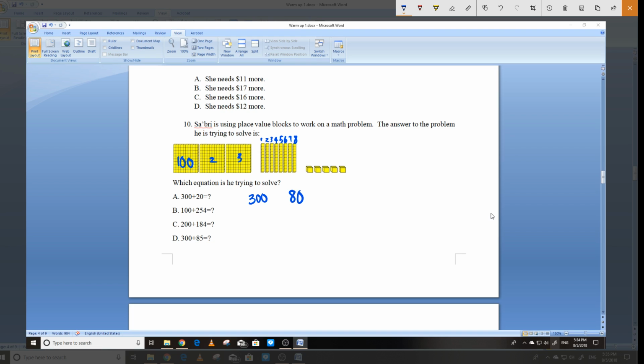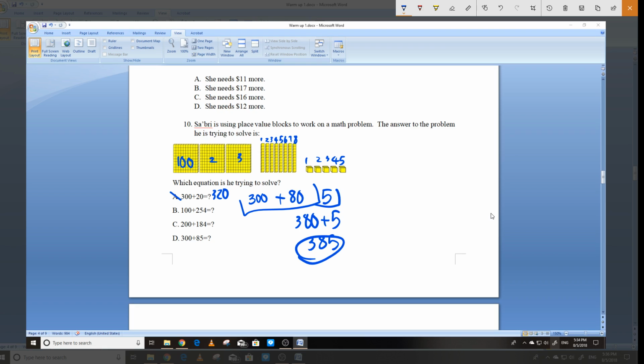How many single ones do we have? We have one, two, three, 4, and 5. So we know there are 5 ones. Which one of the answer choices resembles the numbers we see? 300 plus 80 would be 380, plus 5 more would be 385. Now, we're looking for 385, and A is 320. Would A be correct? Obviously, no.